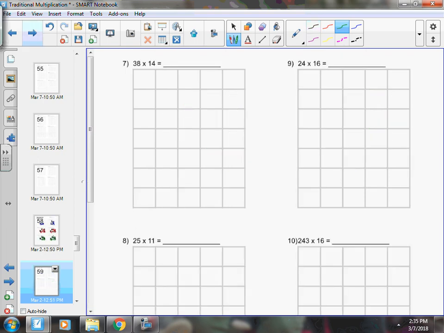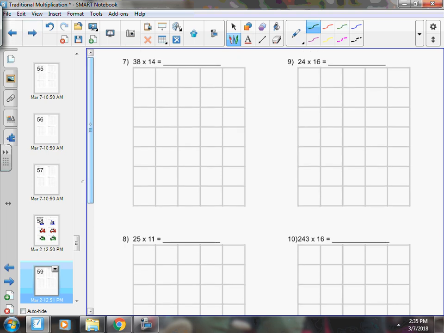All right. 2-digit times 2-digit problems on the back. 38 times 14. So we're going to start with the 4 and multiply the 4 with all the digits across the top. 4 times 8, then 4 times 3. 4 times 8 is 32. 4 times 3 is 12, plus 3 more is 15.